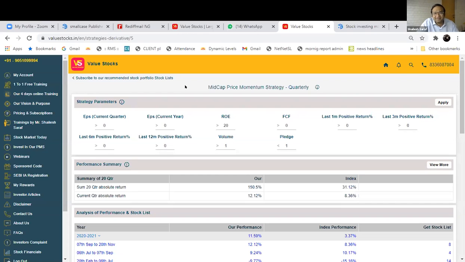One can check the performance of the strategies also, na? Their own small case, yes, you can. Everything can be checked. It's all transparent, same as in the app.